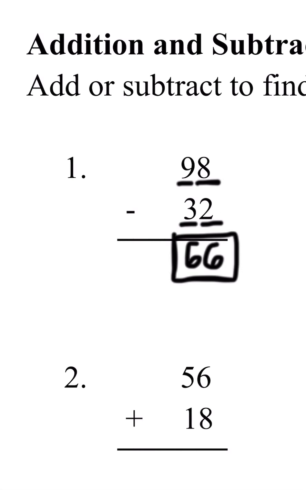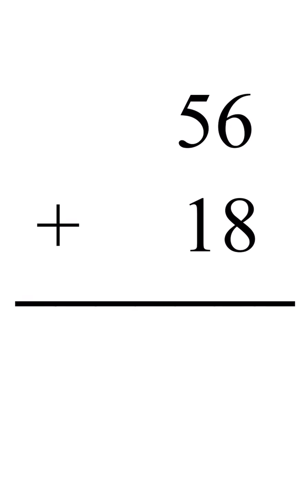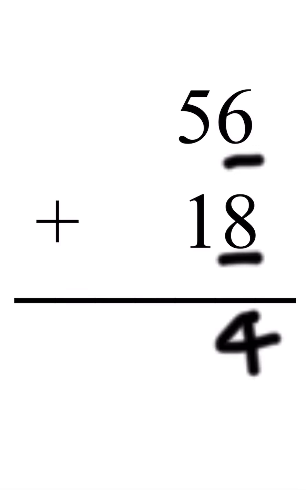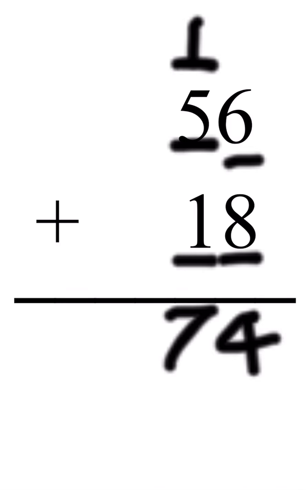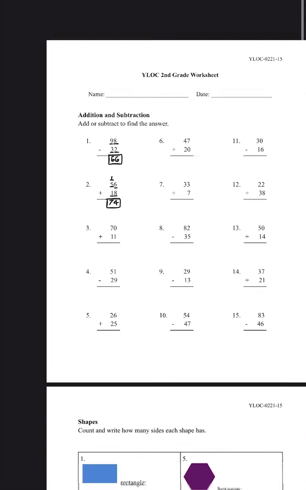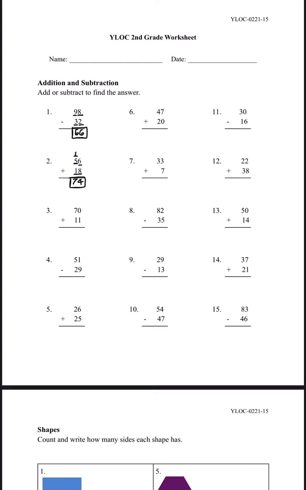Let's look at number 2. For number 2, we have to add the numbers, and 6 plus 8 is 14, and we need to write 4 on the bottom and 1 on the top because 4 is on the ones place and 1 is on the tens place. So now 1 plus 5 is 6, and 6 plus 1 is 7. So 74 is the answer for number 2. Let's move on to number 5.